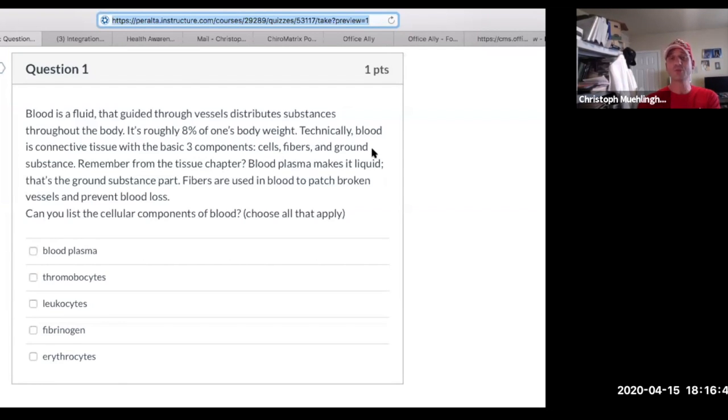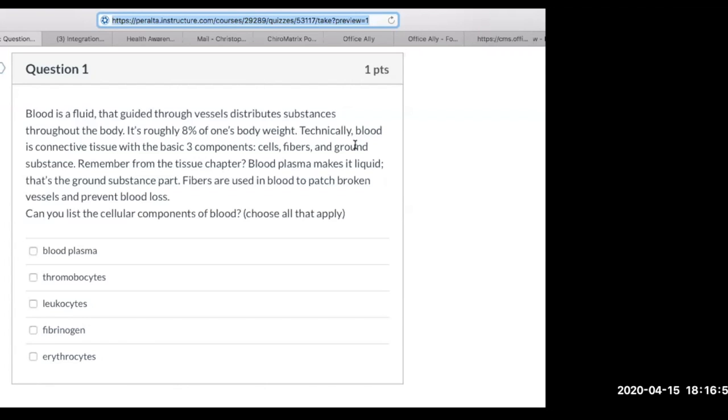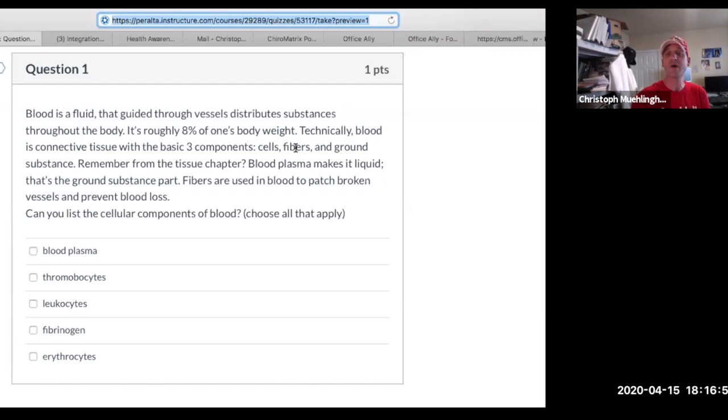And then ground substance. Like in the bone, the cells are the cells, but the fiber is collagen and the ground substance is calcium. In the blood, cells are the different cell types. The fibers we'll talk about is fibrinogen, and the ground substance will be water, basically, or liquid. So anyway, that's the tissue chapter. You can go back to book one for that.